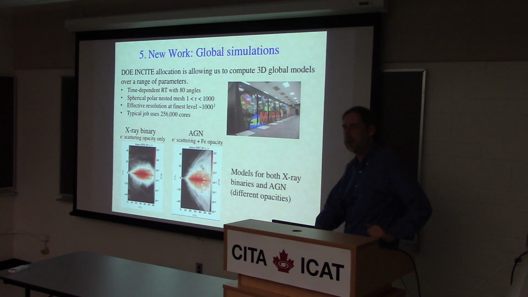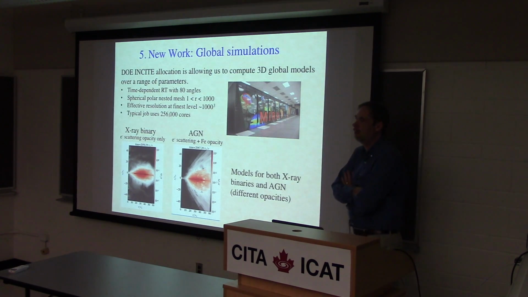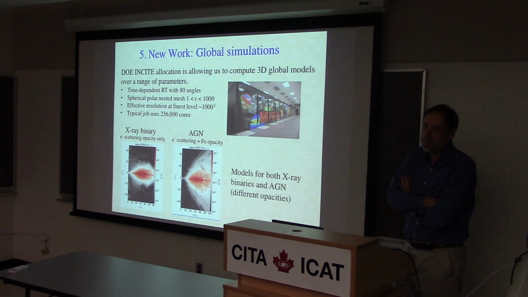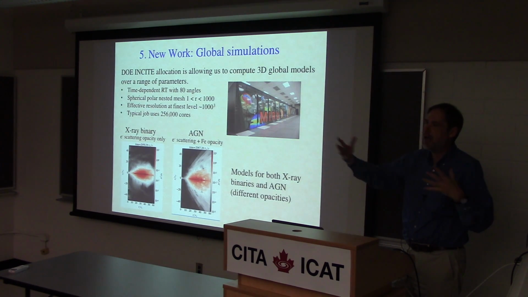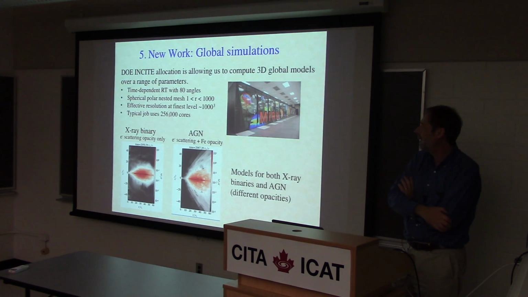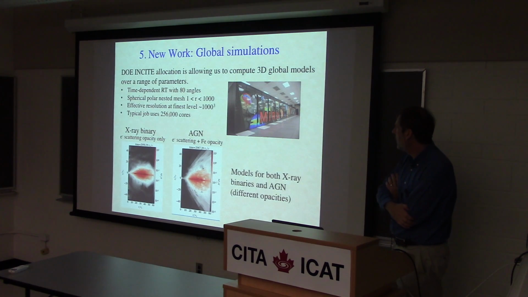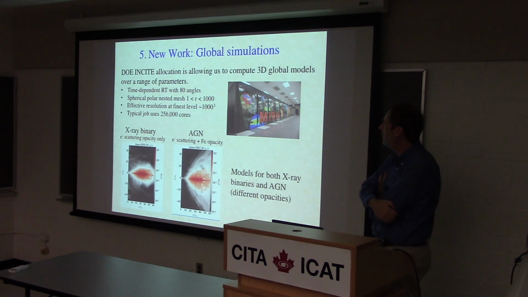So let me finish with some of the most recent work, which is doing full global calculations, which are, of course, much more challenging because now we're not just doing a small little box. We're trying to do an entire accretion disk over several decades in radius. So we've gotten a very large allocation of time through the Department of Energy INCITE program, which gives open access to some of the DOE's largest computers in the US.